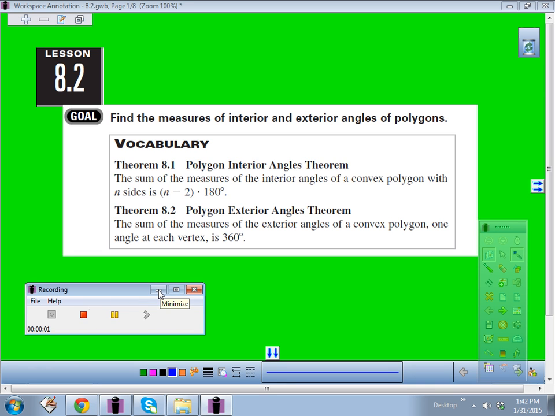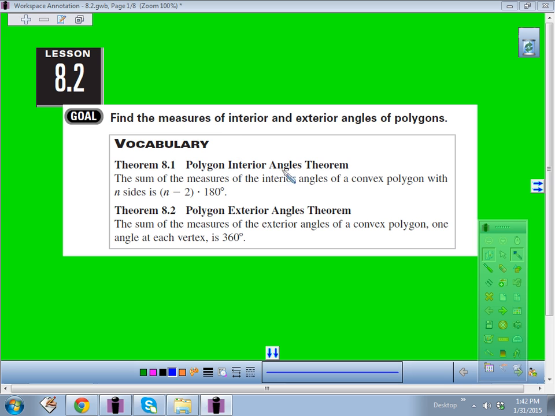Okay, today we're going to start lesson 8.2. Our goal of the lesson is to find the measures of the interior and exterior angles of polygons. So we're still continuing on with the polygons, and so we're going to talk about inside and outside angles of those polygons.